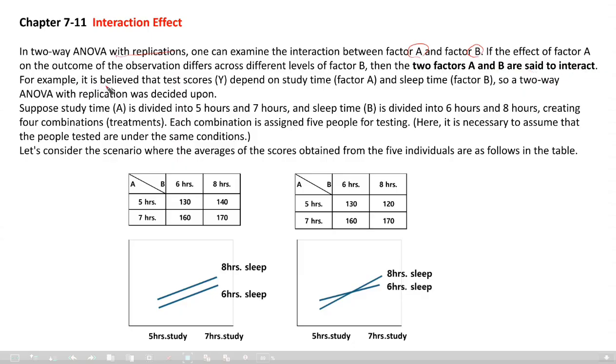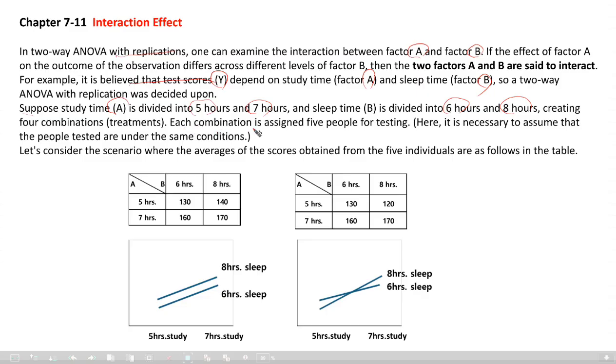For example, it is believed that test score Y depends on study time, factor A, and sleep time, factor B. So a two-way ANOVA with replications was decided upon. Okay, let's apply the two-way ANOVA with replications model. Suppose study time A is divided into 5 hours and 7 hours, and sleep time B is divided into 6 hours and 8 hours, creating four treatments, right?